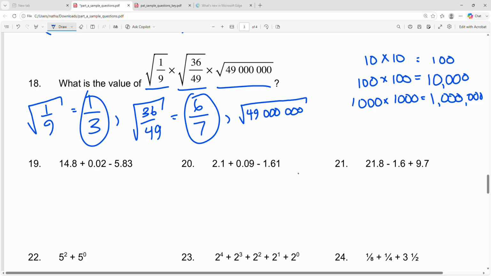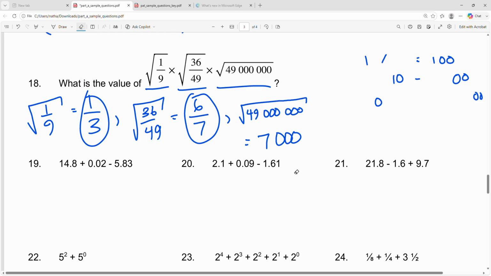So if I have the square root of 49 million, I know my square root of 49 is 7. My million part, when I take the square root, is going to give me my root. What was multiplied by itself to get 1 million was 1,000. So the square root of 49 million is going to be 7,000. All right, so we've got our numbers. Now we're just going to multiply them together and see what we get.